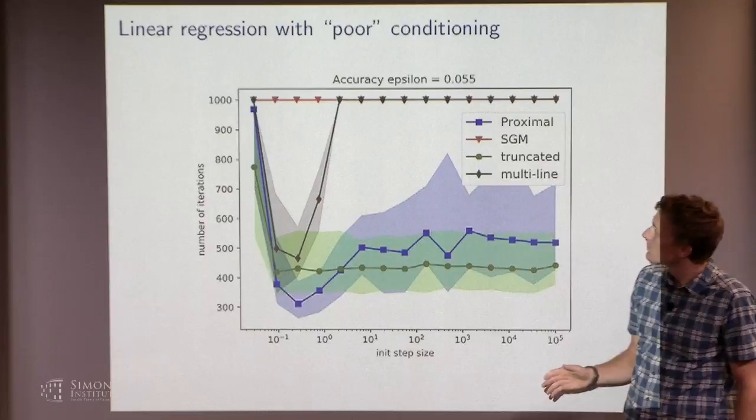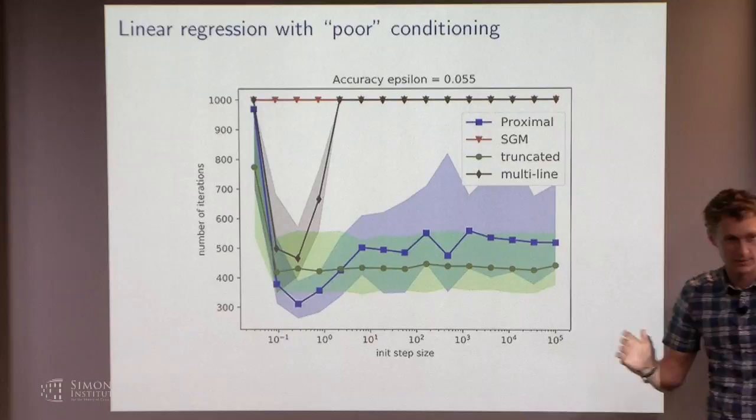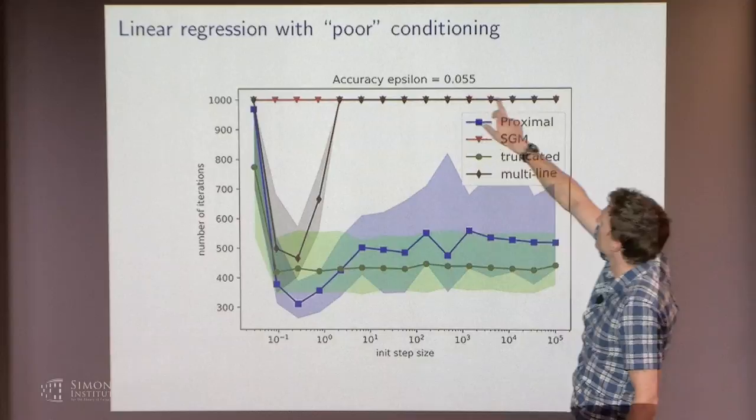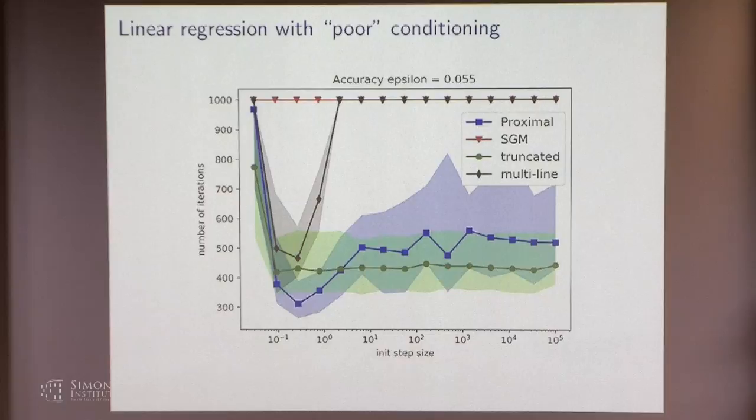So this is linear regression with poor conditioning on our data matrix. You can see I changed the colors, I apologize. Stochastic gradient method in red never gets to accuracy better than 0.05. All right, so who has an idea of what the poor conditioning means in this problem?